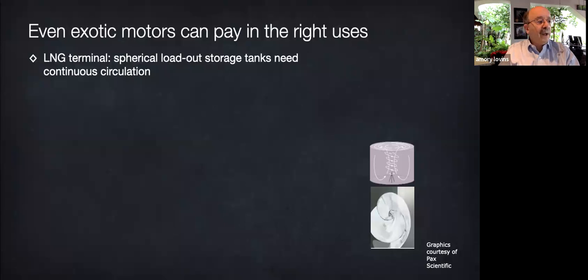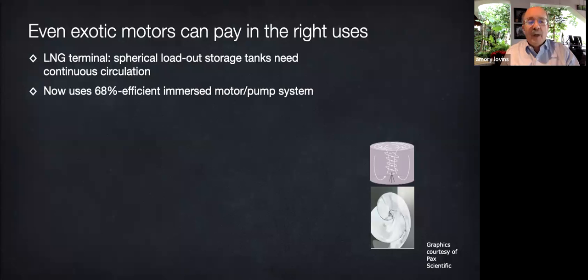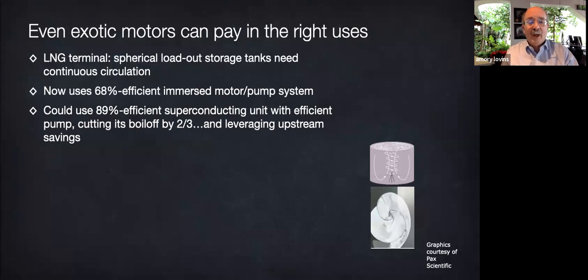Well, we found that the LNG was being circulated by an immersed motor and pump system with a combined efficiency of 68%. Okay, that means 32% of the power you feed into it is boiling off your LNG product, heating it up. But it would be worth paying a lot for a high temperature superconducting motor like the Navy uses that would run a good pump at a combined efficiency of 89%, reducing the heat released, hence the product wasted by boil off by about 2/3, and leveraging all the savings back upstream to liquefy that gas that's getting wasted.